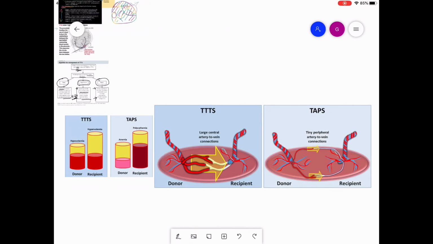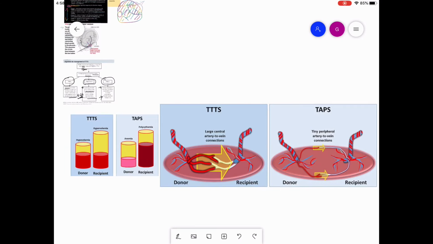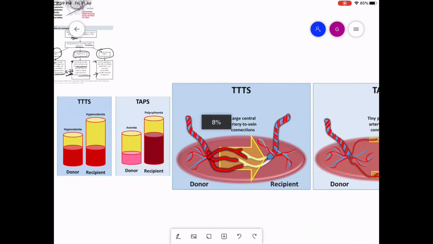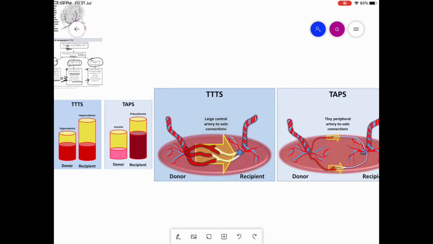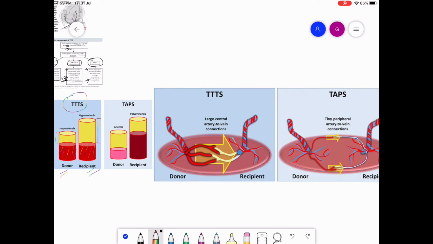So now we are going to discuss the twin to twin transfusion syndrome as well as this TAPS. Okay, so let me just adjust this. So you guys can see this is the diagram of the twin to twin transfusion syndrome. This one is the donor and this one is the recipient. So here we have a lot of fluid, here we have very little amount of fluid. This is the donor one, but the red blood cells, the quantity is the same.